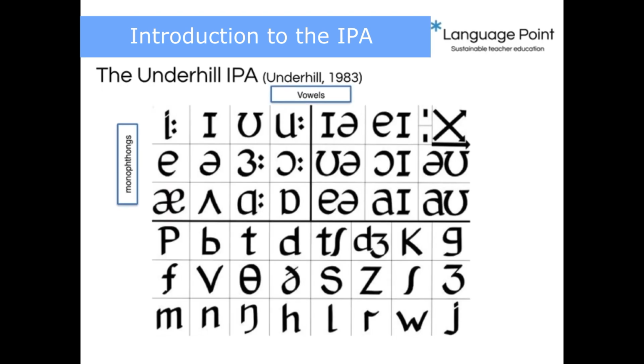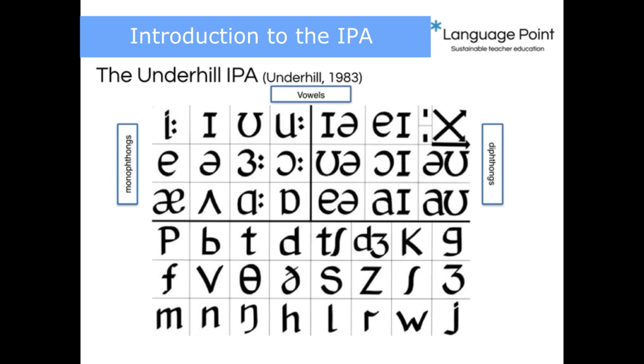On the other side of the chart, the right-hand side at the top, we have these pairs of symbols which go together to form diphthongs. So diphthong means two parts, so two sounds together which come together and form one vowel sound.